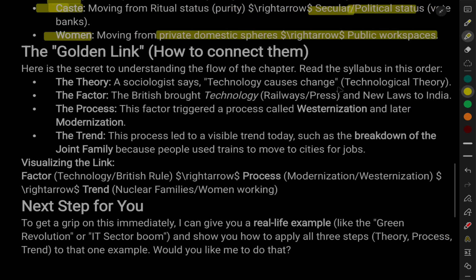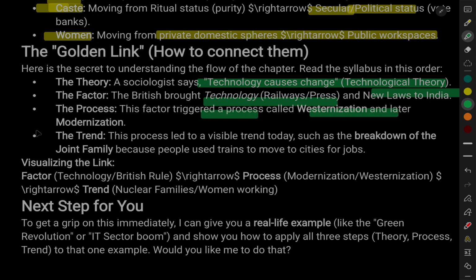After studying all these facts, in the last we try to establish one golden link, how they are connected with each other. There is a secret to understanding the flow of the chapter. Read the syllabus in order. First, the theory: sociology says that technology causes change. Number two, the factors: how the British brought technology, railways, and new laws to India. Third, the process: the factors trigger the process of westernization and later modernization. And next, the trends.